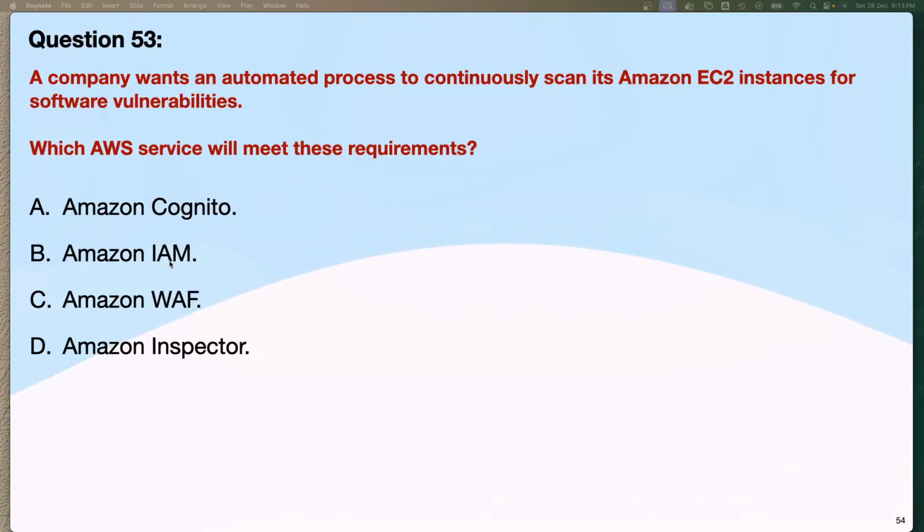And IAM is for identity access management of the AWS console, right? Not for any scanning on the EC2s. AWS WAF is the web application firewall I was talking about, right? And Amazon Inspector is the answer here, which is for continuously scanning for vulnerabilities within EC2. Remember, for EC2, Inspector is the answer.